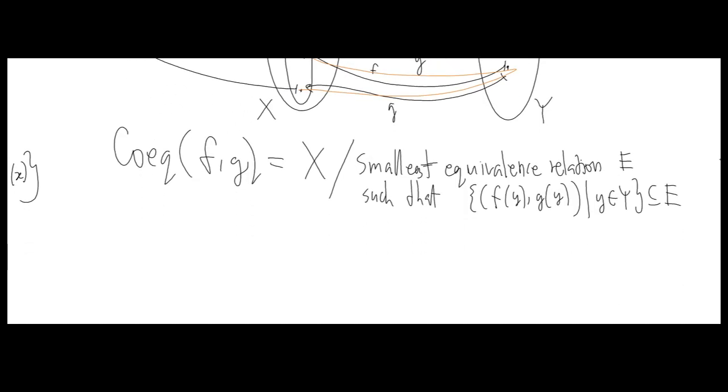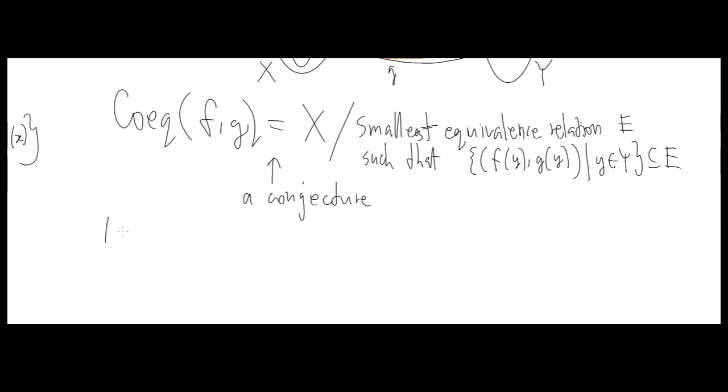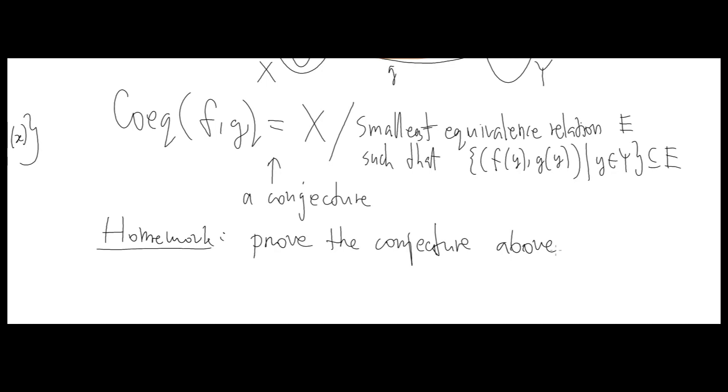Yes. So this is a conjecture. And the homework for today's lecture is to prove this conjecture. Prove the conjecture above. That's the first part. And the second part is to describe all co-equalizers, which would be very similar to what we did with equalizers, where we just took things after bijection. Specifically in the category of sets. Yeah.